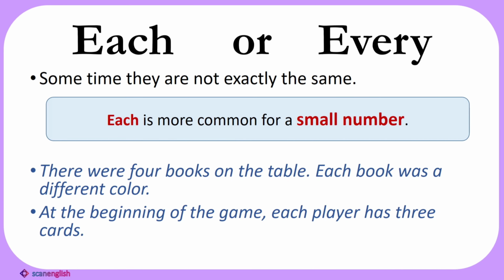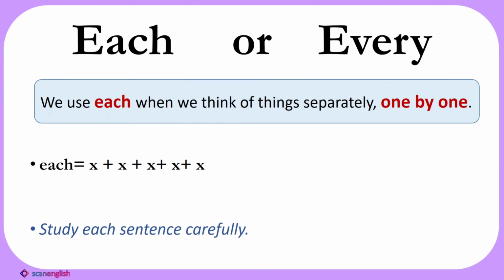Each is more common for a small number. Pay attention to examples. There were 4 books on the table. Each book was a different color. At the beginning of the game, each player has 3 cards. We use each when we think of things separately, one by one. For example, study each sentence carefully.